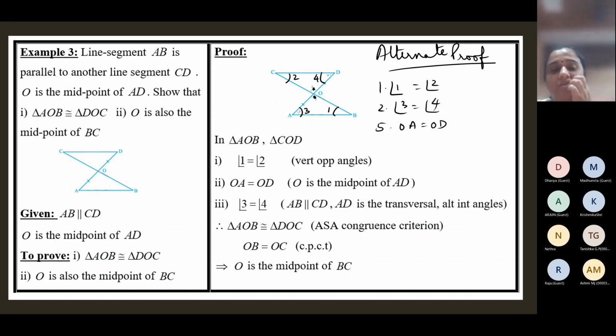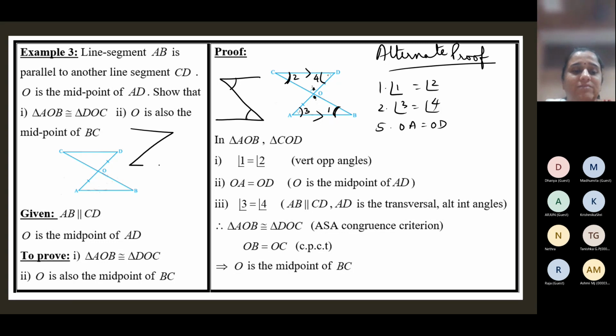You will have to do it in the same way in triangle AOB and triangle COD. See here, angle 1 of the first triangle is equal to angle 2 of the second triangle. Alternate interior angles are equal because these two lines are parallel, transversal, parallel line. Similarly, angle 3 is equal to angle 4. Alternate interior angles are equal because AB is parallel to CD.